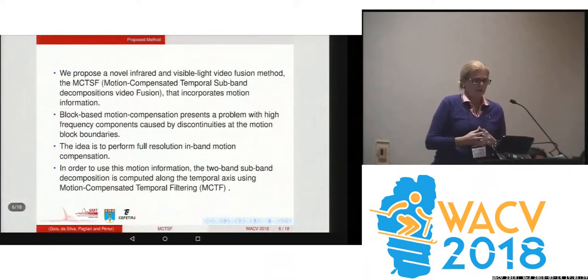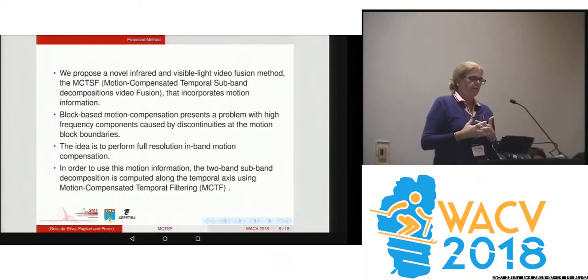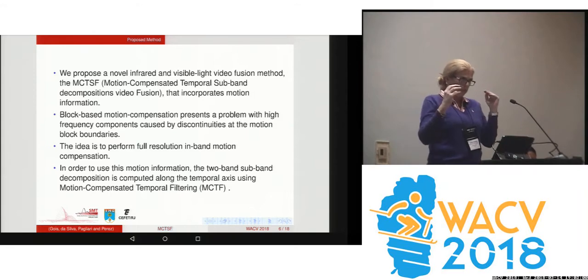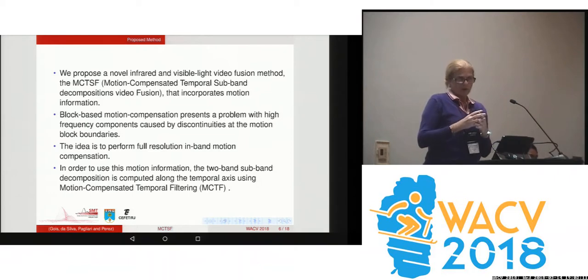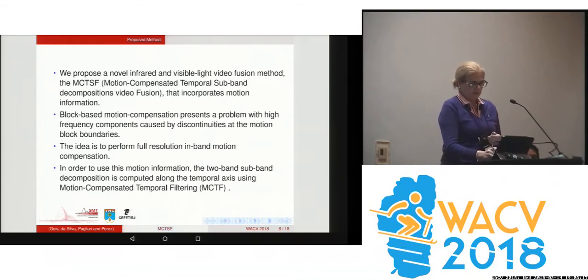So what we're proposing is to do a motion compensation, temporal subband decomposition, video fusion, incorporating motion information. Why don't we just do the block-based motion compensation? Because when we do block-based motion compensation or motion estimation, the boundaries, the high-frequency components, the discontinuities are not very well represented. So we are going to do a full resolution in-band motion compensation using temporal filtering.